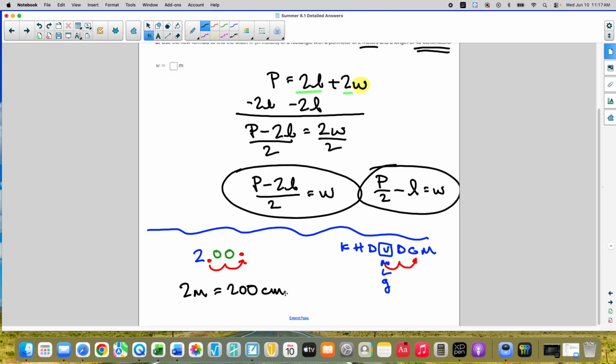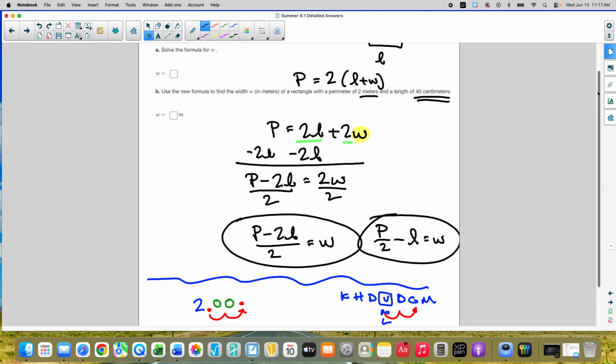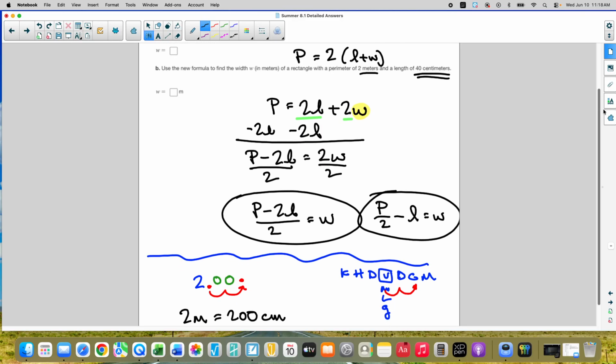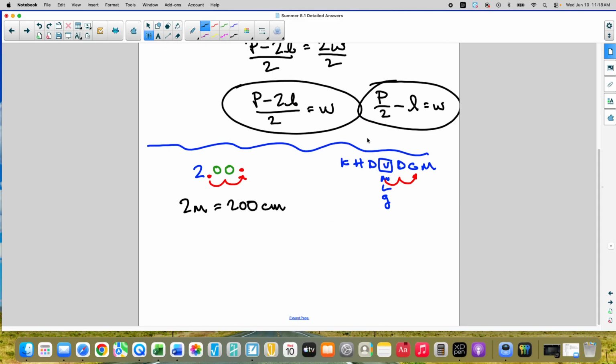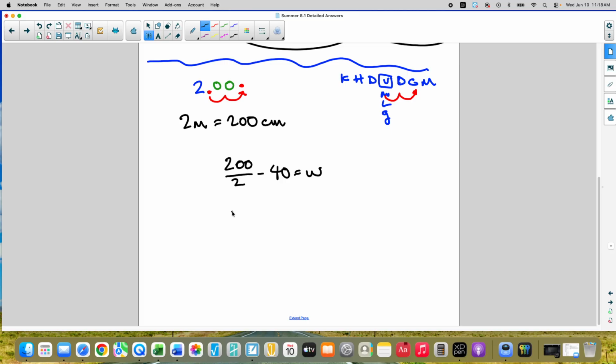Okay? And now we're going to plug that in for my perimeter when my length is 40 centimeters. So we're going to use this. My perimeter is going to be 200 over 2 minus my length, 40, equals my width. So this gives me 100 minus 40 equals W. And so my width is going to be 60 centimeters. That is the length of my width.